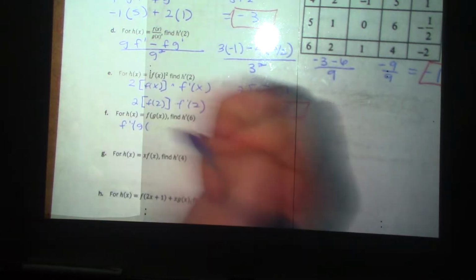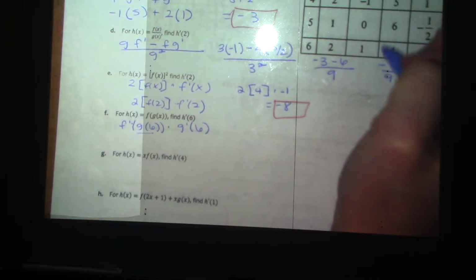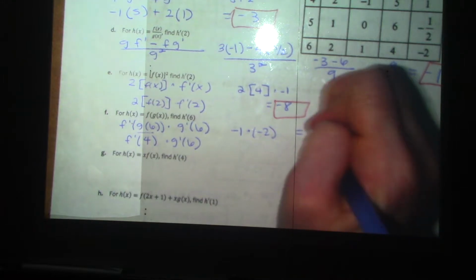Another chain rule, because I've got a function inside of a function, take the derivative of the outside, leave the inside alone, times derivative of the inside, which would be g prime of 6. And then now we just replace, so let's start with g of 6. So g of 6 is 4. So this is f prime of that value, so f prime of 4 times g prime of 6. Now f prime of 4 is negative 1, g prime of 6 is negative 2. So this is going to give me positive 2.